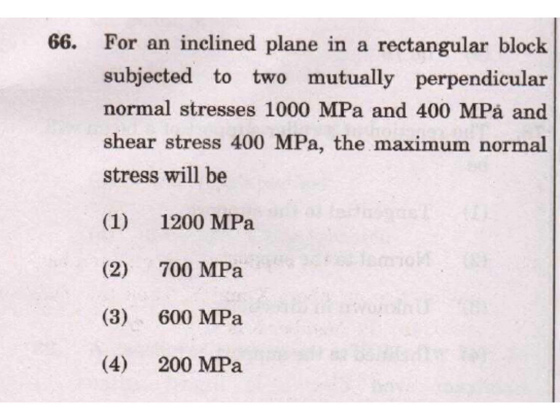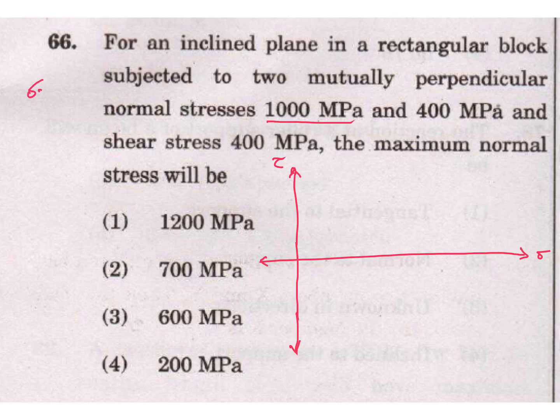For an inclined plane in a rectangular block subjected to two mutually perpendicular normal stresses, 1000 MPa and 400 MPa, and shear stress 400 MPa, the maximum normal stress will be how much? So the Mohr circle will be easy here. I will use the Mohr circle. Normal stress axis and shear stress axis. Sigma x is given here, this is sigma x, 1000 MPa, sigma y is 400 MPa, and shear stress tau xy is 400 MPa.